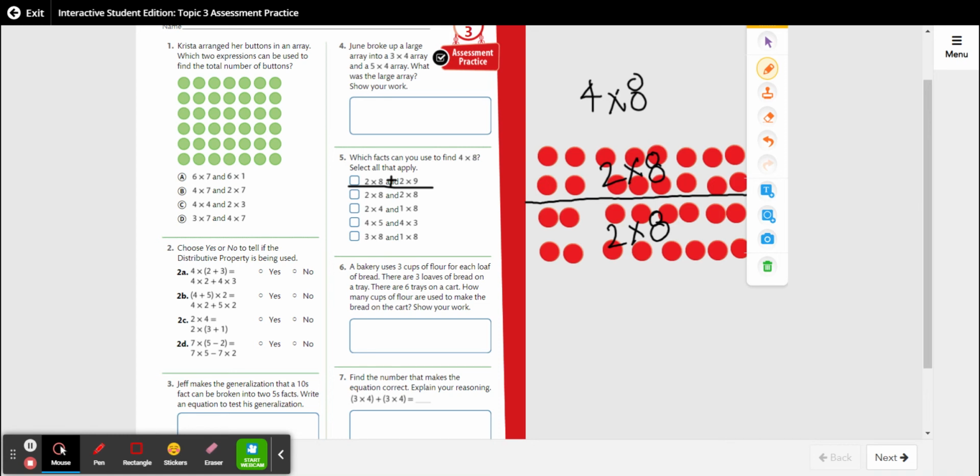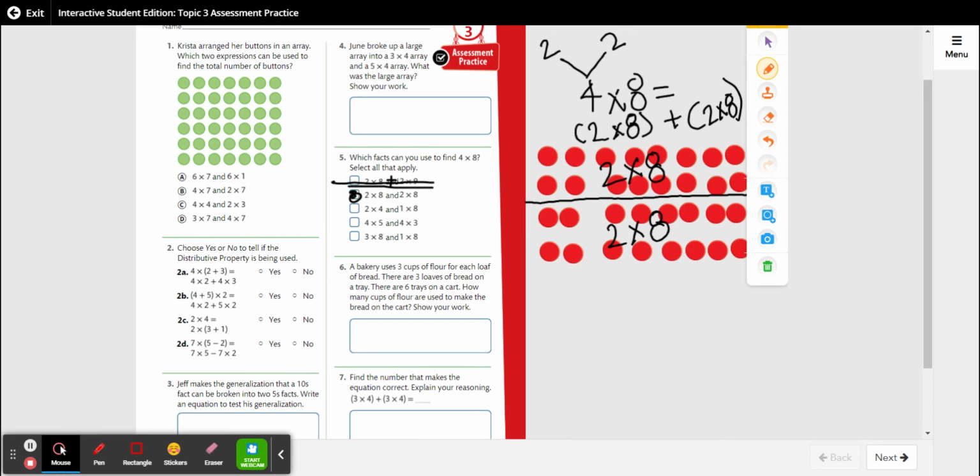What if I didn't have this array here? How could I tell? Well, the 4 has been broken apart into two 2's. So that would be the same thing as 4 times 8 equals 2 times 8 plus 2 times 8. All right, so it's not this one for sure. What about the next one? 2 times 8 and 2 times 8? Yes, that totally works. In fact, we just did that one. So I can color that box in.